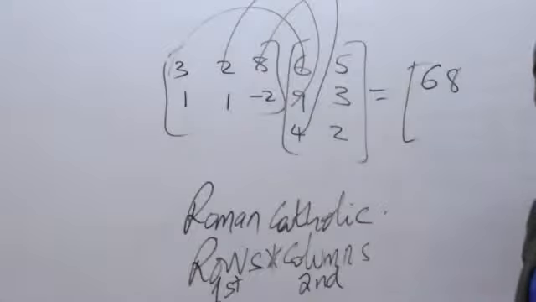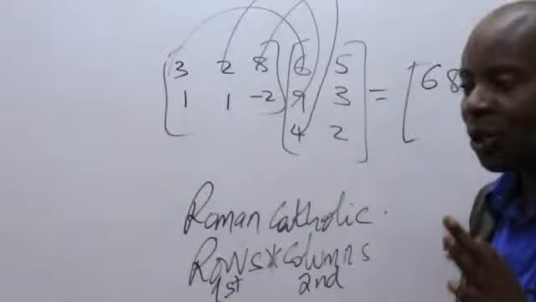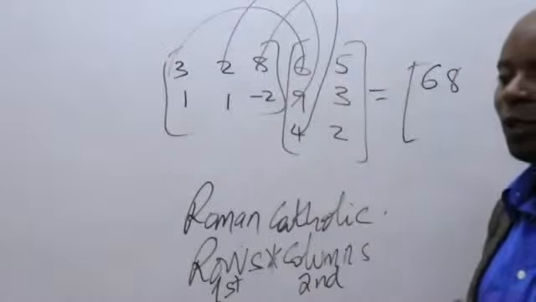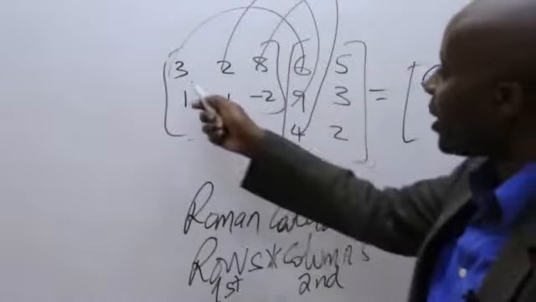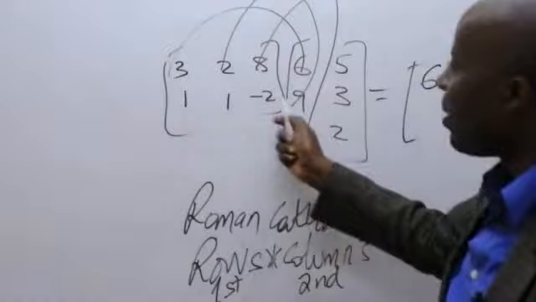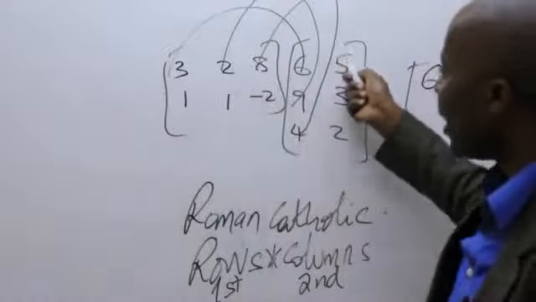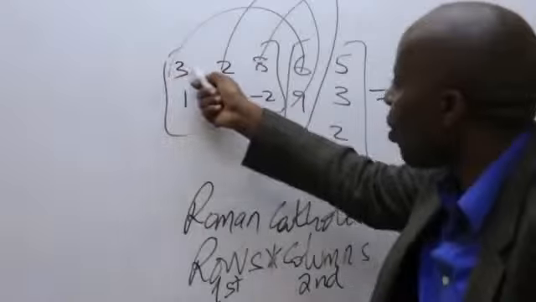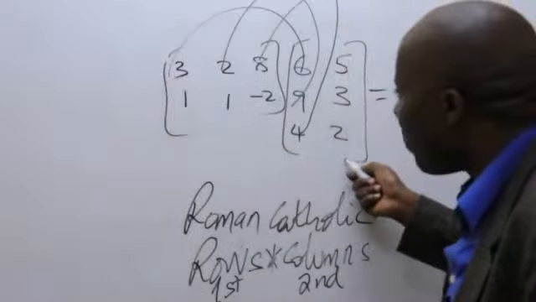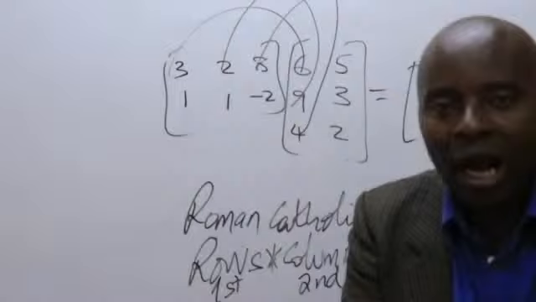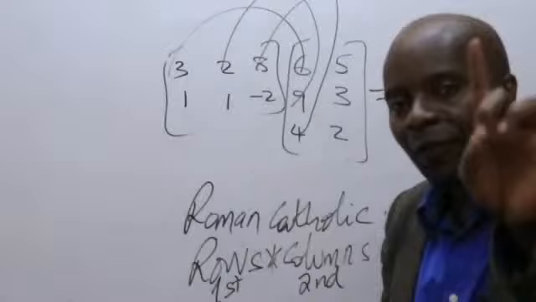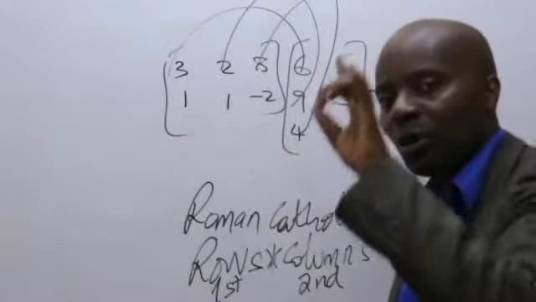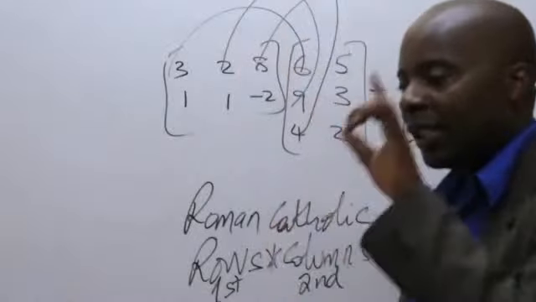Listen to me very well. Matrix multiplication is a very beautiful thing. After I have done this row with this column, the same row has to multiply the second column. And how will we multiply them out? The same concept: first ones multiplied, plus second ones multiplied, plus third ones multiplied. And then you give me an answer.